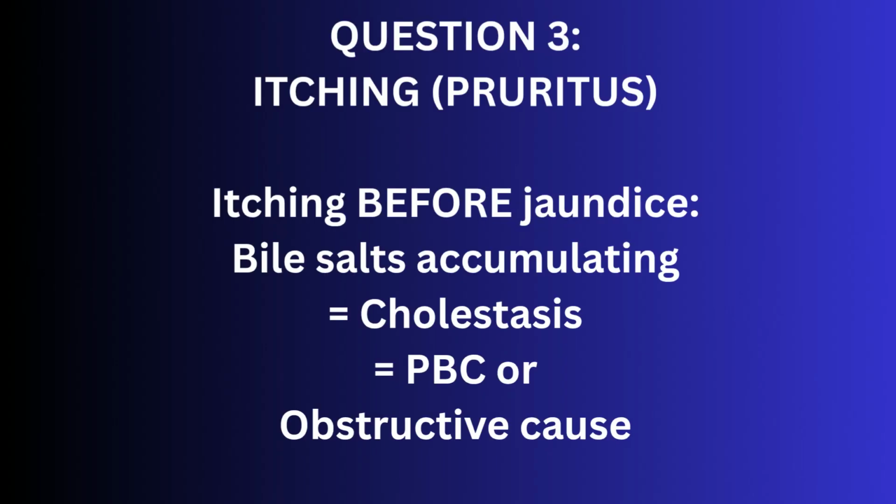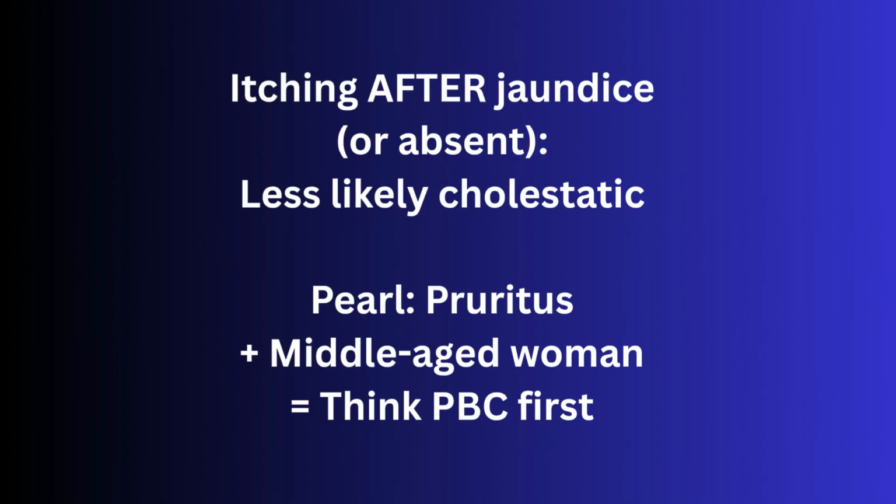Question number 3. Itching or pruritus. If itching comes before jaundice, bile salts are accumulating. That is cholestasis. Think primary biliary cholangitis, especially in a middle-aged woman, or any obstructive cause. If itching is absent or comes after, cholestatic causes are less likely.